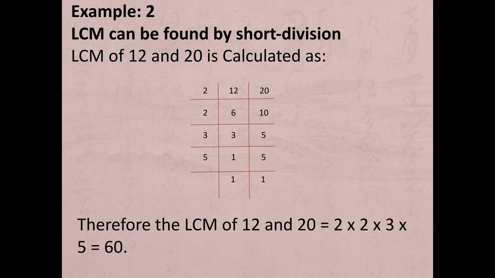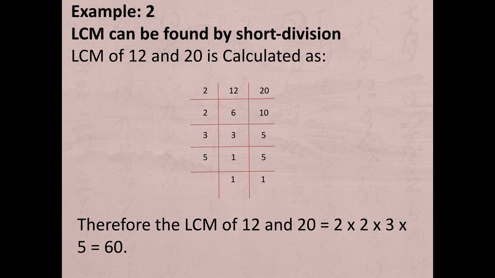Now we can divide 3, but we cannot divide 5 by 3. Therefore 5 will be written down the same as above. 3 1s are 3 and 5 is copied down again. As we got 1 in place of 3, it means 3 has been done. Now 5 is remaining, so we have to divide 5. We take another prime factor, that is 5, which can divide 5. 5 1s are 5. Now we have got 1 at the end. It means our prime factorization has been completed.